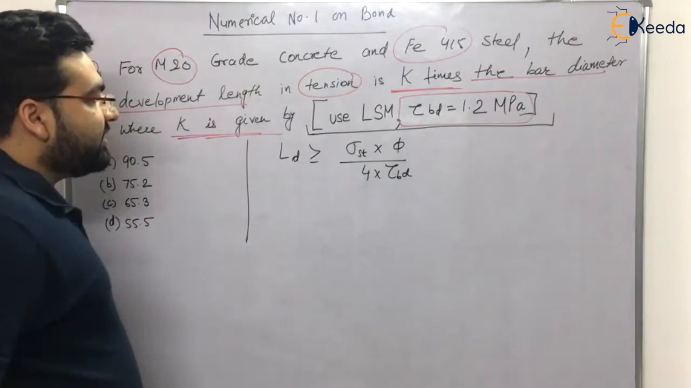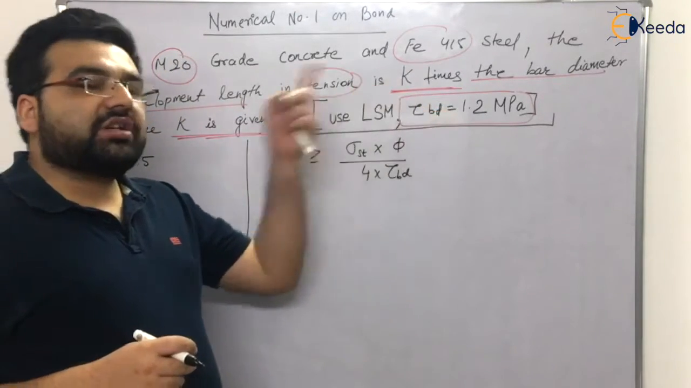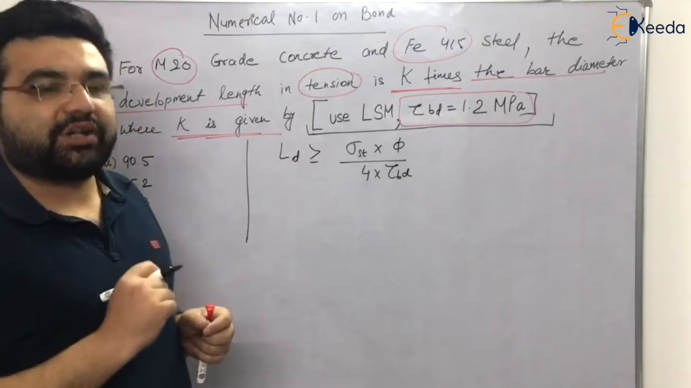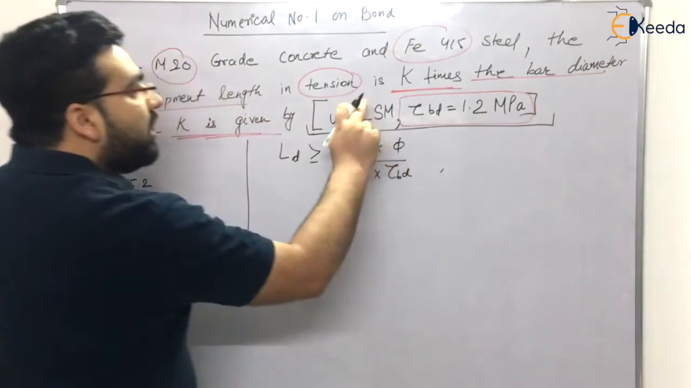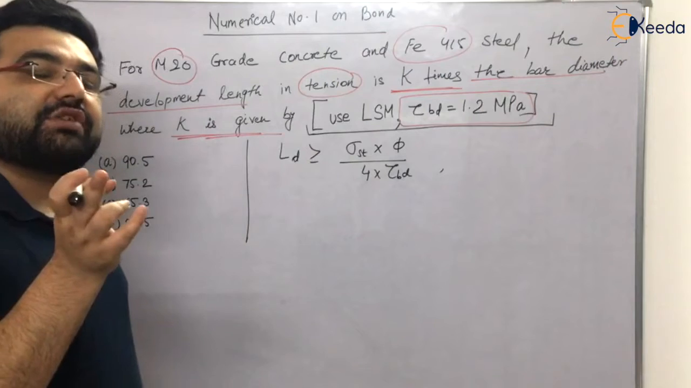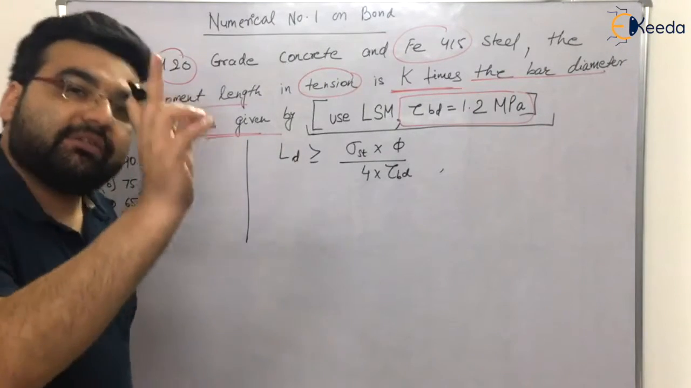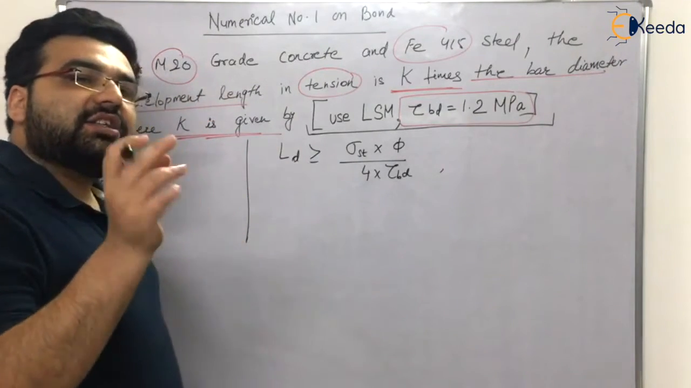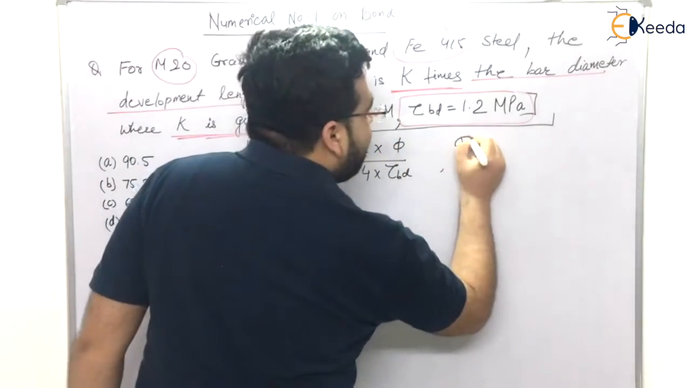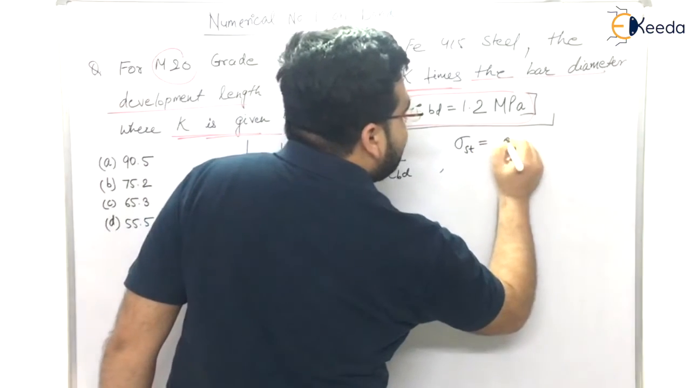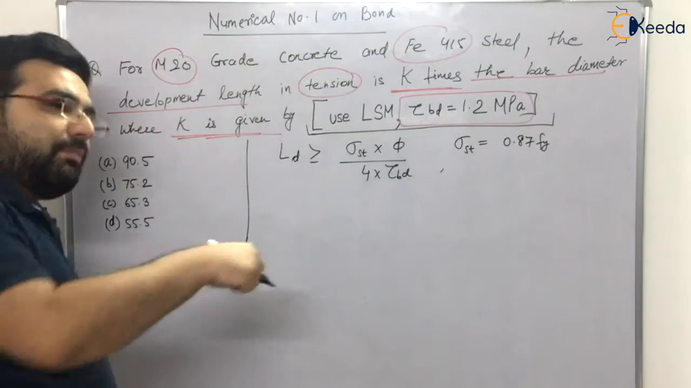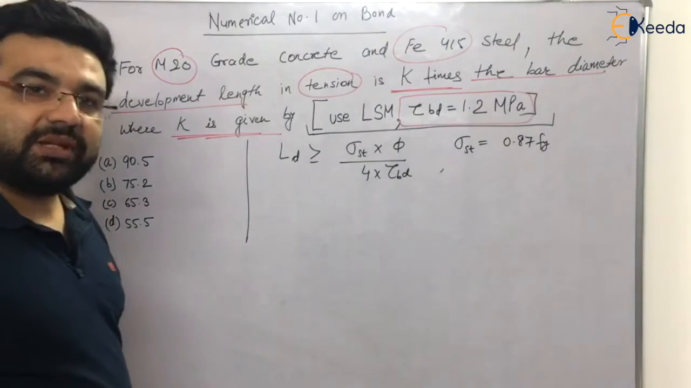Now, what is sigma st? If sigma st is given to you in the question, well and good. If it is not given to you, then you have to take the yield stress divided by the partial factor of safety. So what is the yield stress for Fe415? 415 Newton per mm square. And what is the partial factor for steel? That is 1.15, right? So you can say that 0.87 Fy. So if it is given, well and good. If it is not given, then sigma st is taken as 0.87 Fy. So we calculated the maximum stress that can develop in steel.